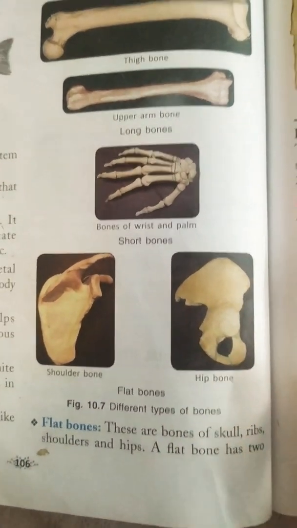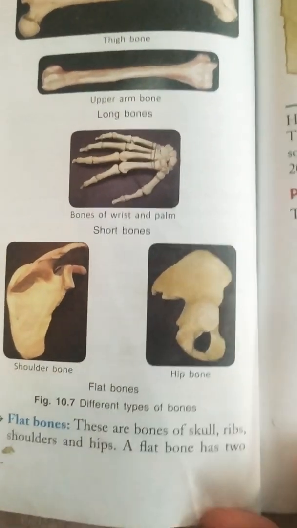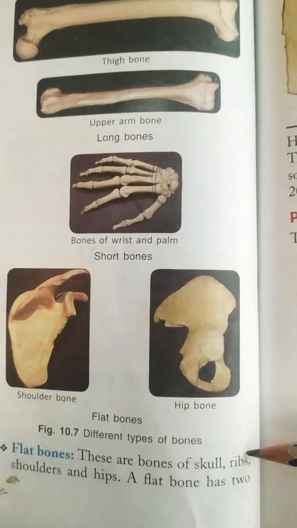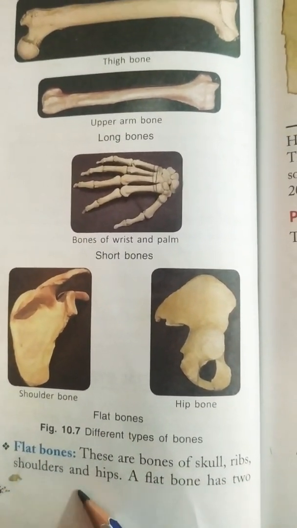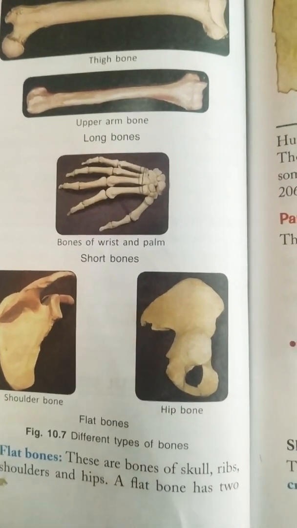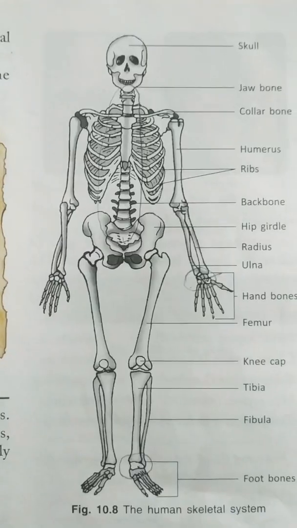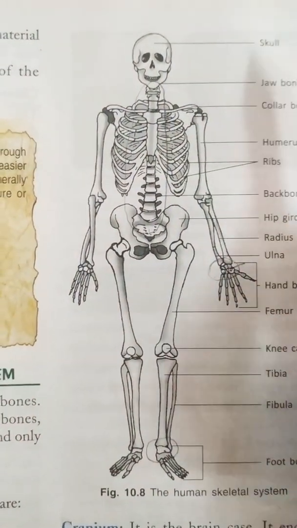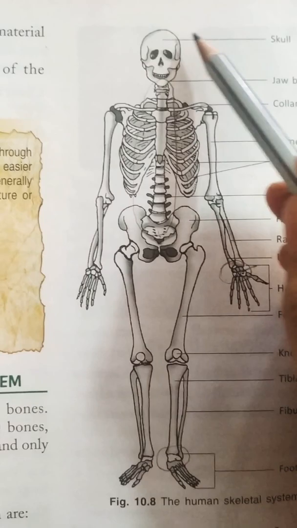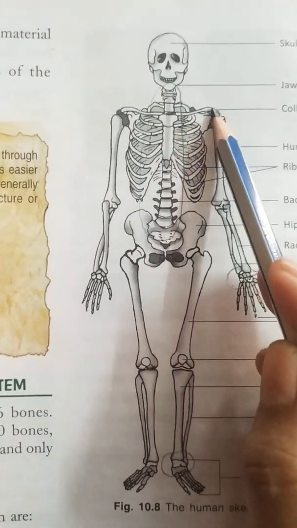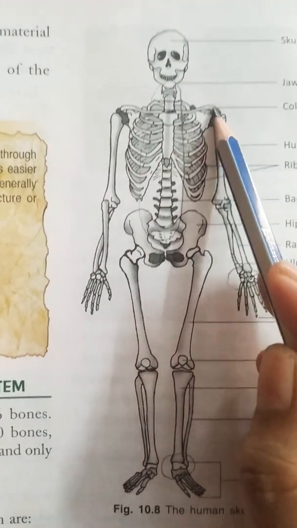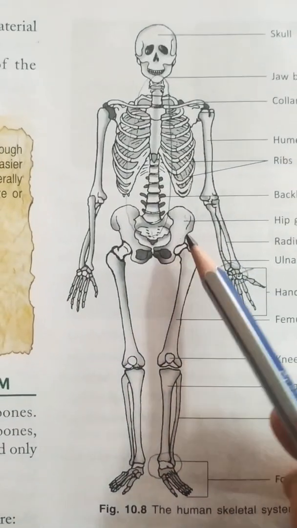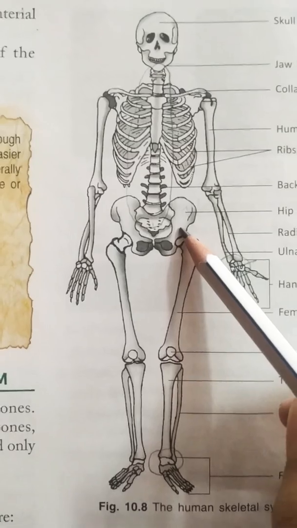Now we are going to discuss the flat bones. These are bones of the skull, ribs, shoulders and hip. You can see them in the skull. These are flat bones, and what you see in the shoulder is also a flat bone. In the case of the hips, these bones are also called flat bones.